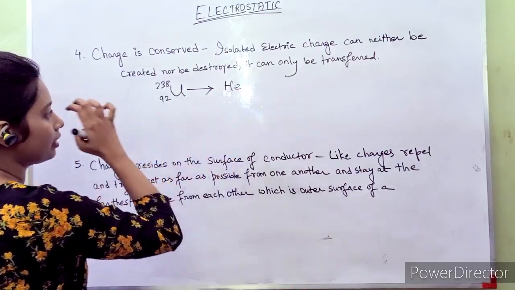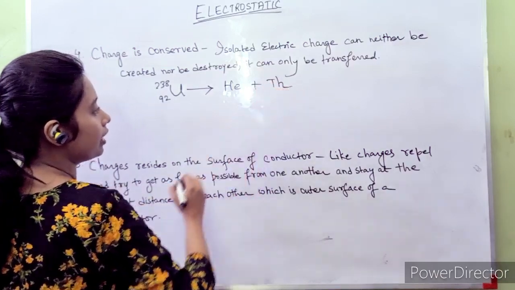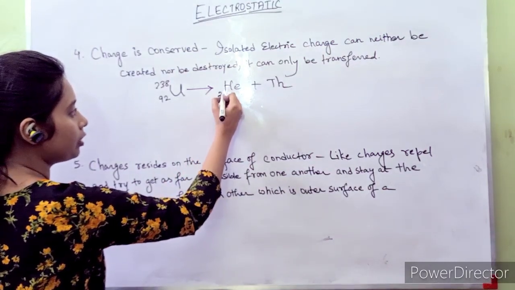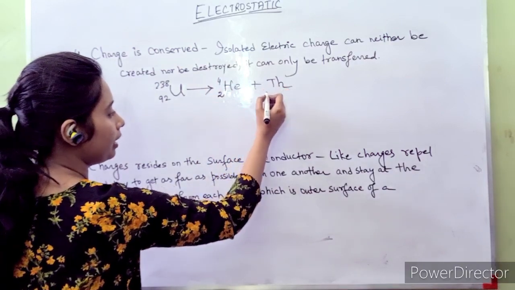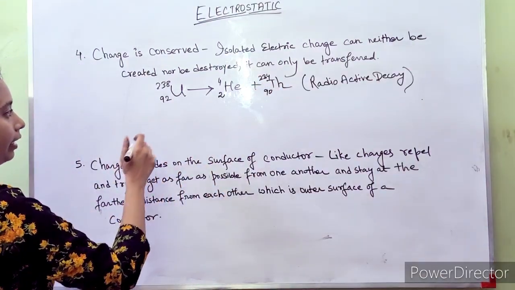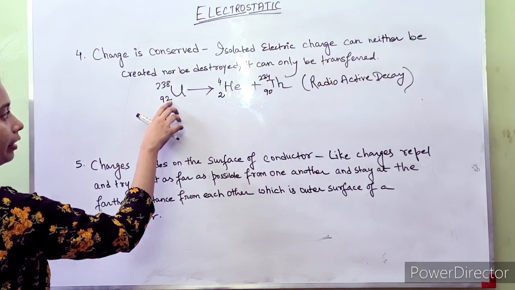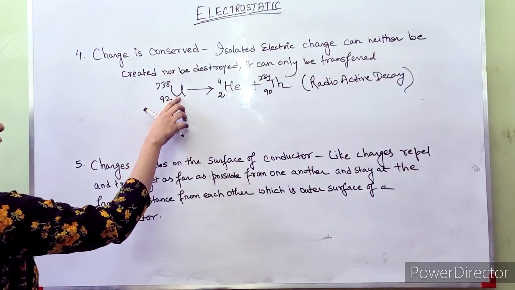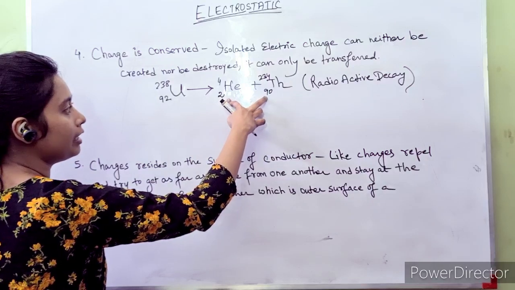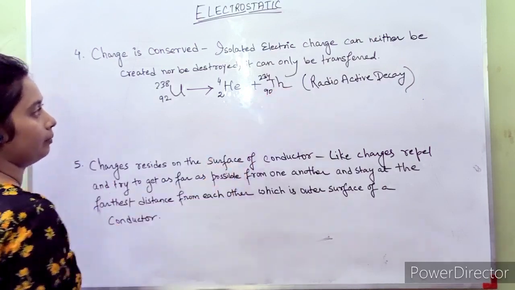a helium nucleus is developed and thorium is formed. Helium's atomic number is 2 and mass number is 4. Thorium's atomic number is 90 and mass number is 234. Thus you can see the atomic number of uranium was 92. That means the number of protons of uranium was 92. This charge has been distributed among these two. 2 has been given to helium and 90 has been given to thorium.